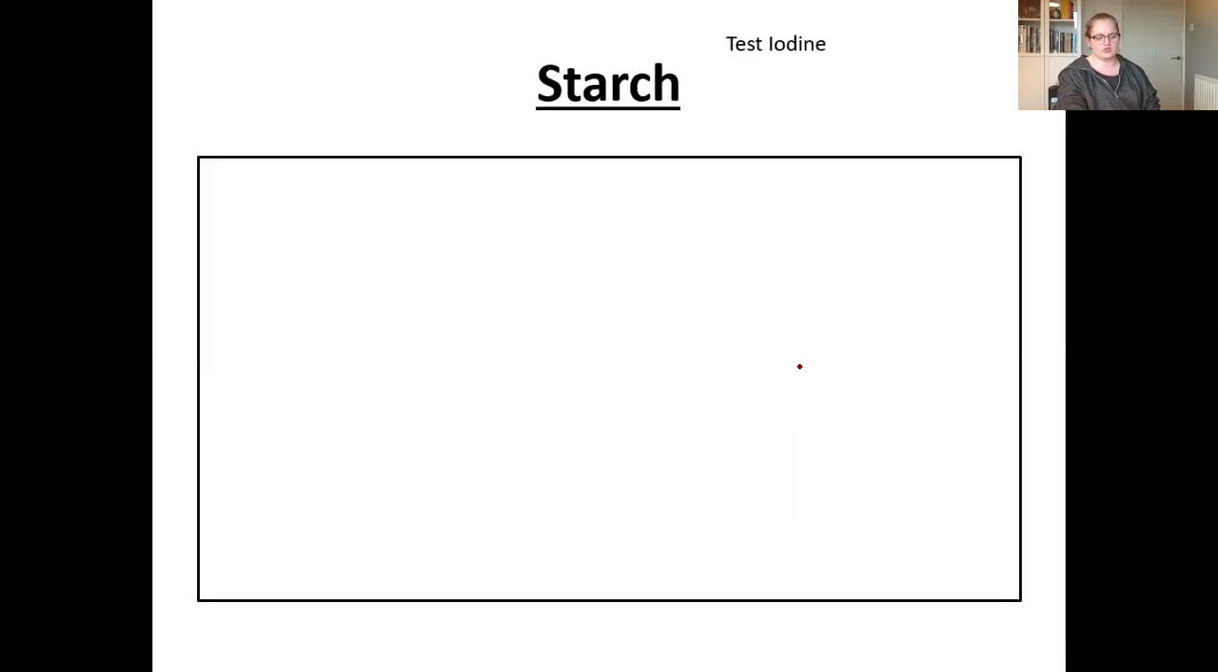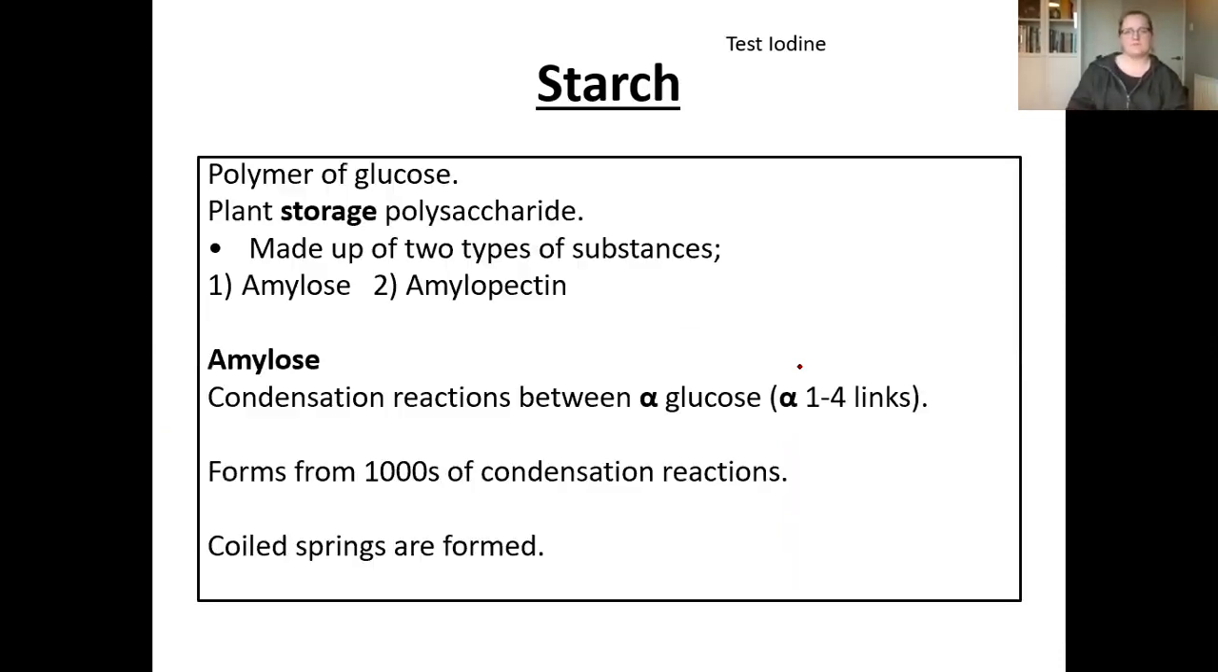So starch, we're going to look at starch. As you probably remember, starch, right back at GCSE, is a polysaccharide, and starch we test for using iodine. So starch is a polymer of glucose, and it's a plant storage polysaccharide. And what we mean by a plant storage polysaccharide is this is a storage molecule. It is a molecule that stores glucose, and it's a way that we're basically storing the glucose up.